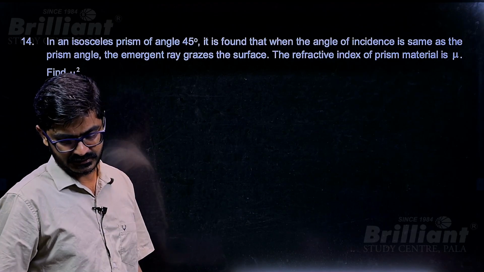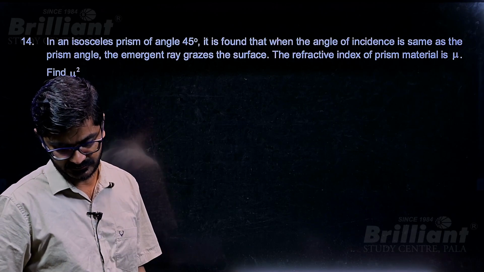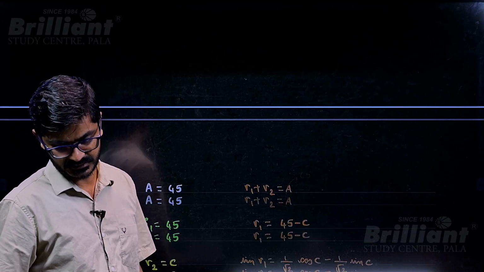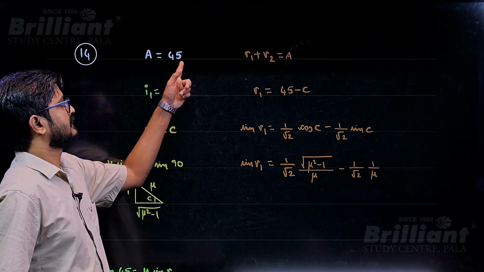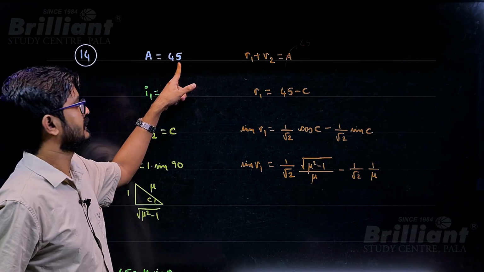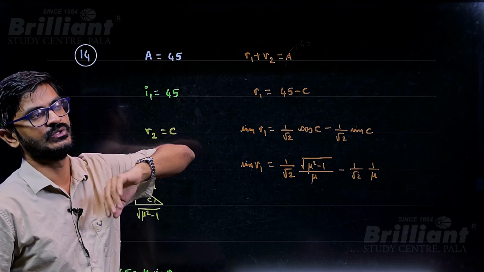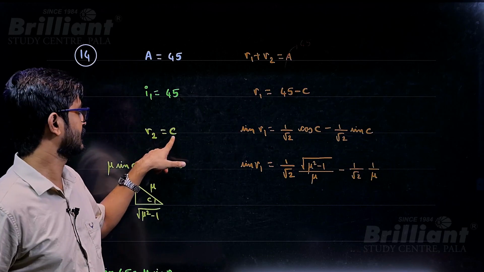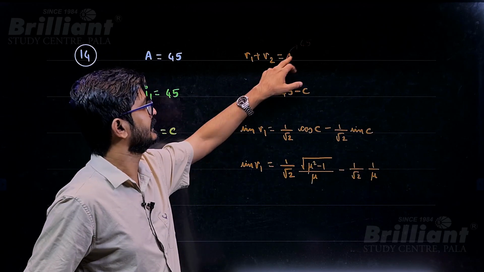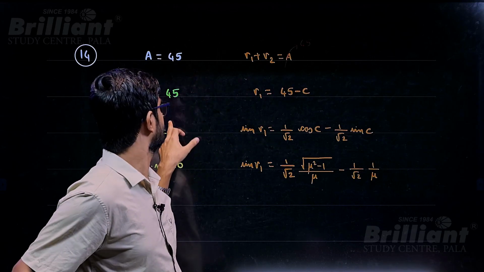Next question. An isosceles prism of angle 45 degrees is found that when the angle of incidence is the same as the prism angle, the emergent ray grazes the surface. So you need to find the refractive index of the material. They said the angle of the prism is 45. I didn't draw the figure, probably you can draw the figure to understand it better. Prism angle is 45, and incident angle is 45, and on the other side it is just grazing, so there it is the critical angle. So R2 is the critical angle. And we know R1 plus R2 is A, and A is given as 45 degrees. So R1 will be A minus R2, which is 45 minus the critical angle.